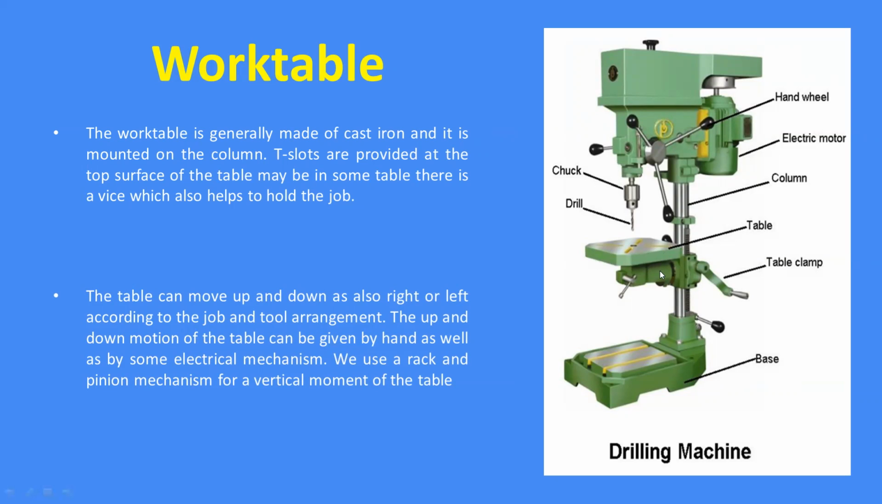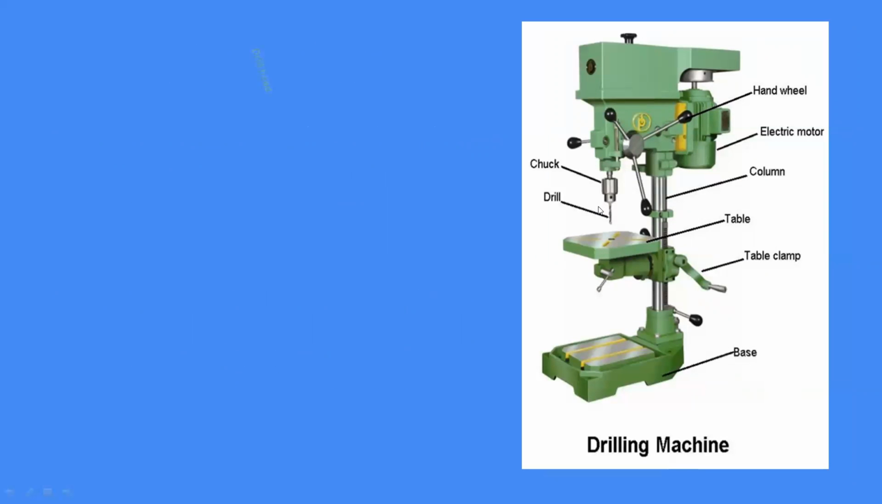Why is it to be moved? Because based on our requirement only we can move our table. Again, we can move it to the top position or the bottom position or the left position or the right position, so that the up and down motion can be given by hand. Generally the up and down motion can be given by hand, and we can also use some kind of electrical mechanism. We can also use a rack and pinion mechanism for vertical movement of this table. Okay, this is about the work table.